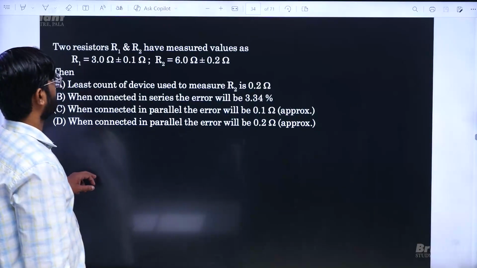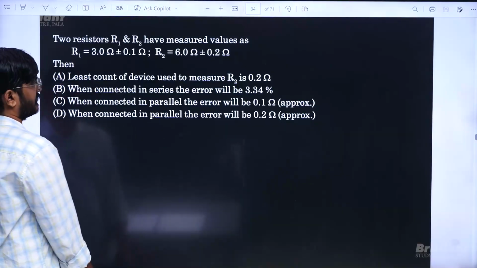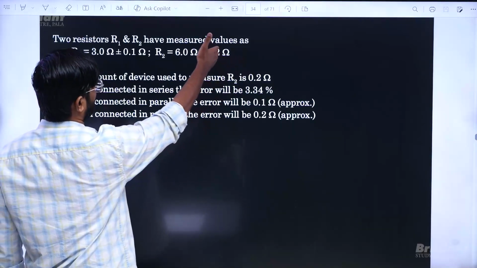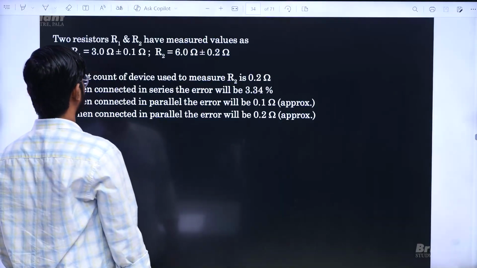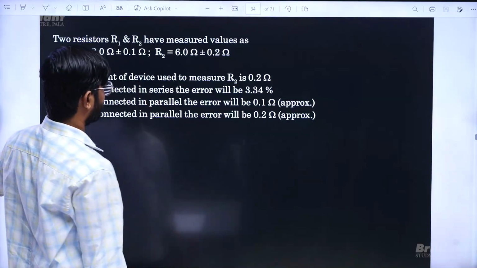Two resistors R1 and R2 have measured values like this, and the least count of the device used to measure R2 is 0.2. Generally, whatever is written here is the least count of the instrument, that is the maximum possible error, when connected in series and when connected in parallel.